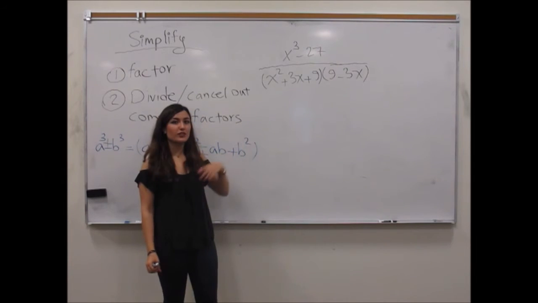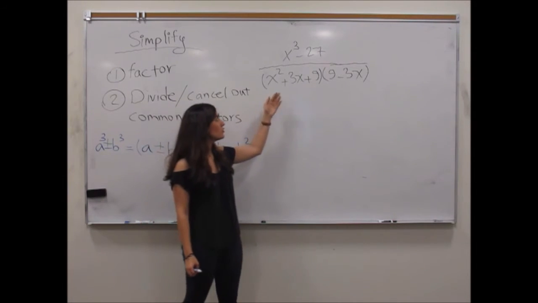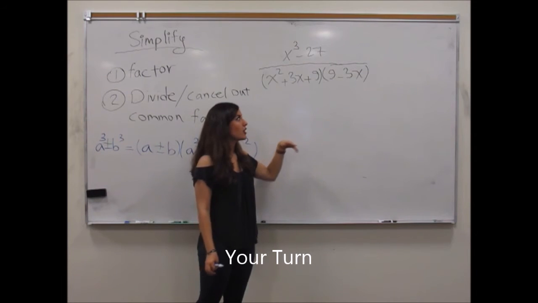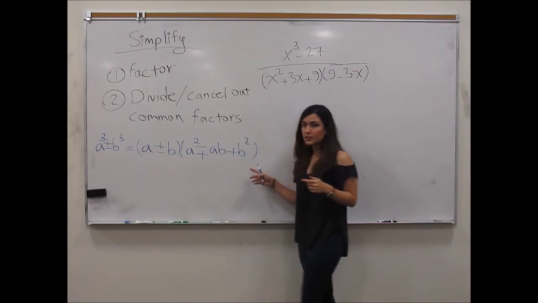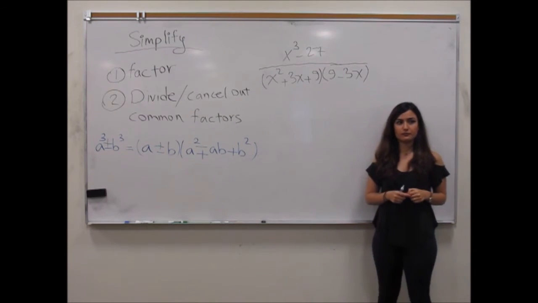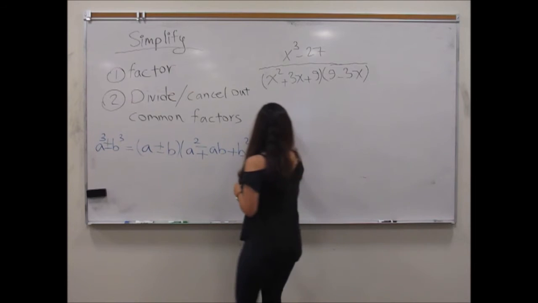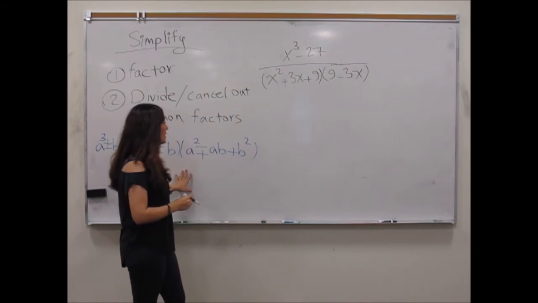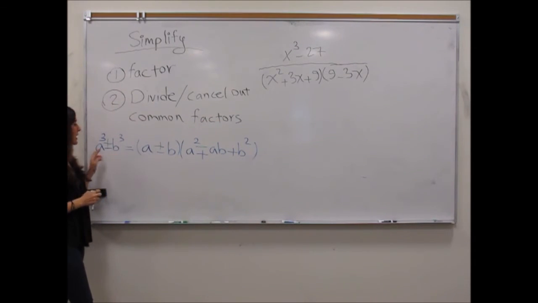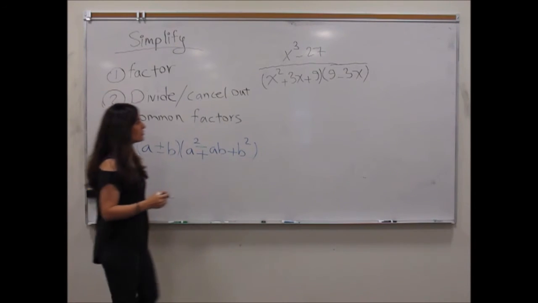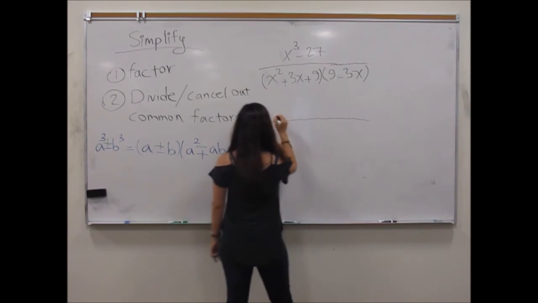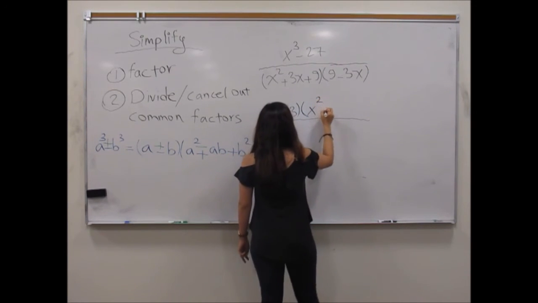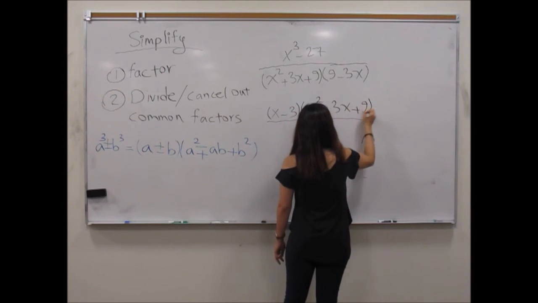Alright, so I have this example for you guys to try. I'm going to read it for you. x cubed minus 27 over x squared plus 3x plus 9 times 9 minus 3x. Go ahead and pause the video, try to do this. You can also use this property here to solve it. We'll go over it together. Alright, so for the top part, this is x cubed minus 27. It looks like this one, but my a is x and my b is 3. So to factor that, I can write it as x minus 3 times x squared plus 3x plus 9.